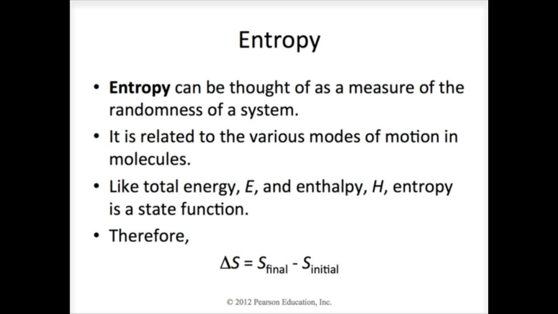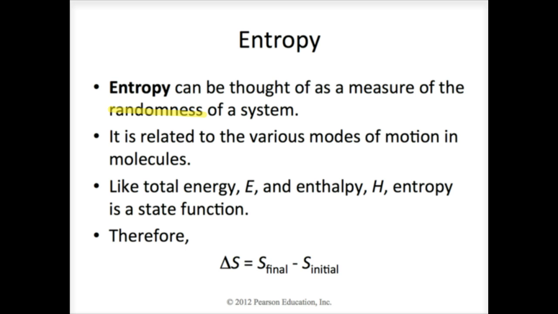Now, this brings us to entropy. Entropy is, in essence, the randomness of a system. That's the main thing. You also often hear it called the chaos of the system. In essence, it has to do with the motion of the particles and how the particles can move.